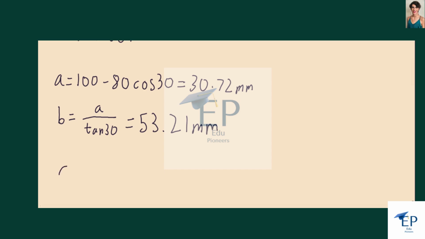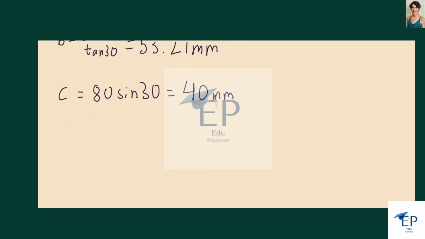For our length C, this is going to be equal to 80 times the sine of 30 degrees. And this will give us a length of 40 millimeters. And for our length D, this is going to be equal to our length B minus our length C. And this will give us a value of 13.21 millimeters.